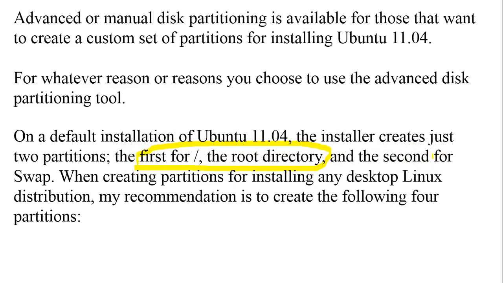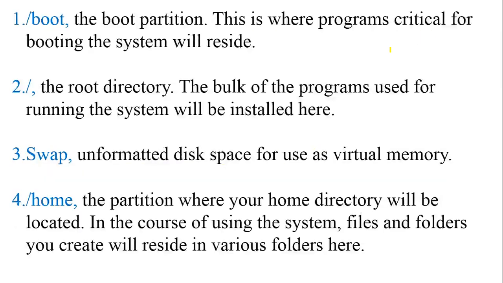Whichever is going to be created the first time will be the root directory partition, and the second will be swap. When creating partitions for installing any desktop Linux distribution, my recommendation is to create the following 4 partitions. So we have to create 4 partitions for the installation of any Linux, and this is what you are going to learn. And we are going to install Ubuntu 11.04 because I don't have any latest operating system as of now. I have this image only, and these are the partitions.